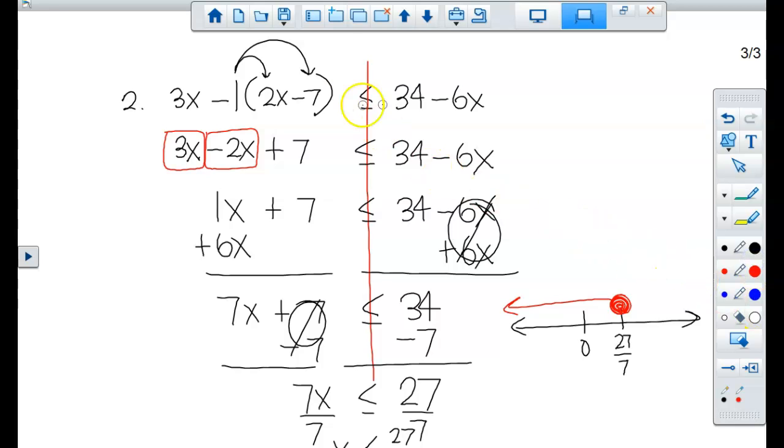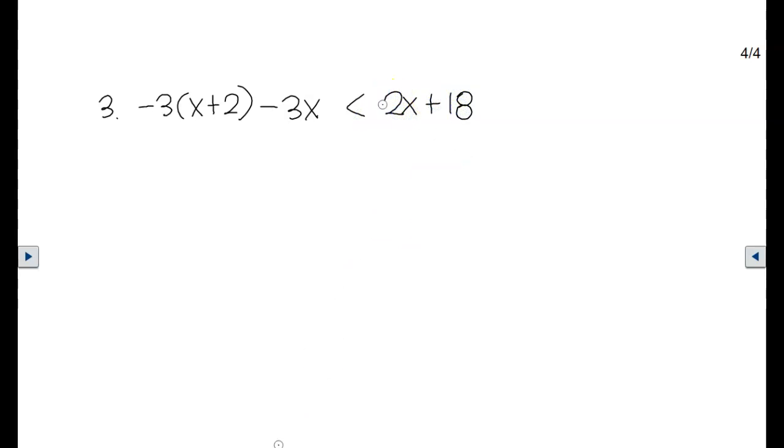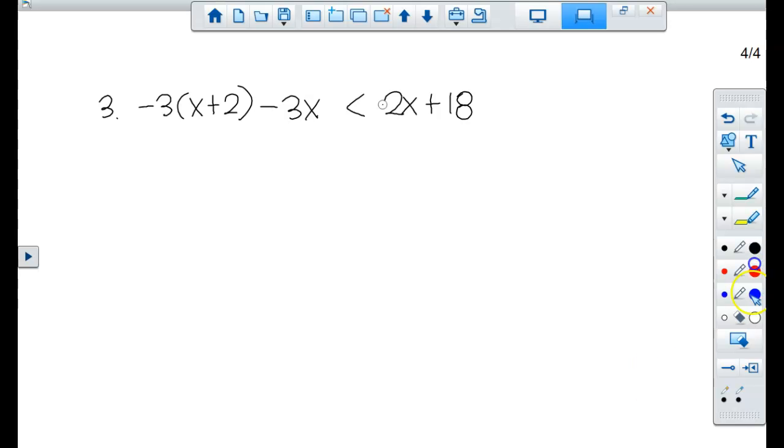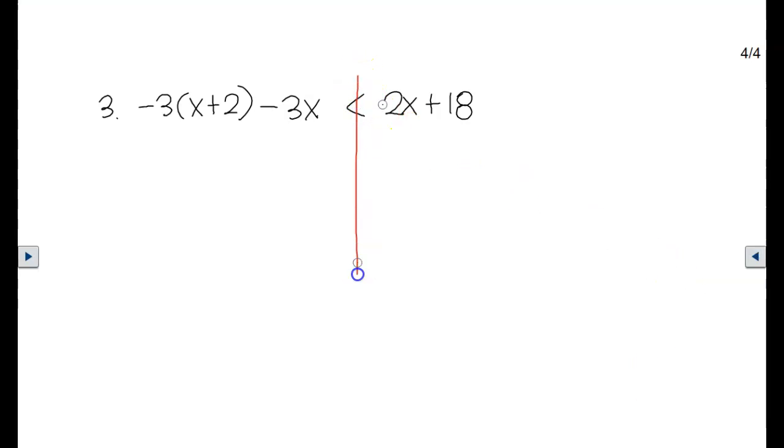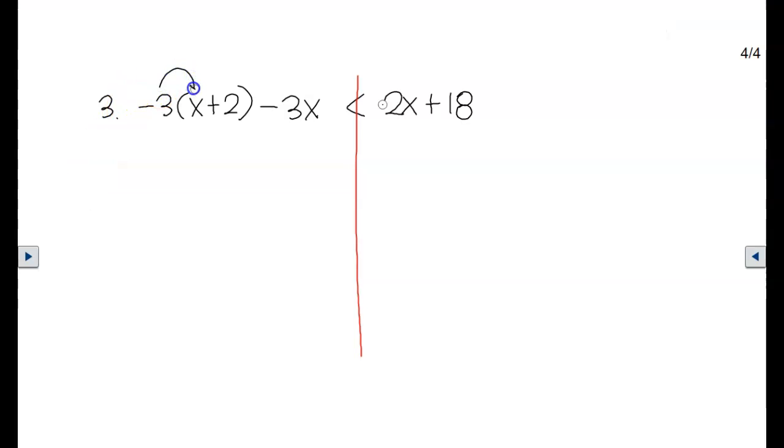All right. Let's get one last one in here. All right, let's go through our 5 steps. Do we need to distribute? Yes. So we'll do negative 3 times x is negative 3x.